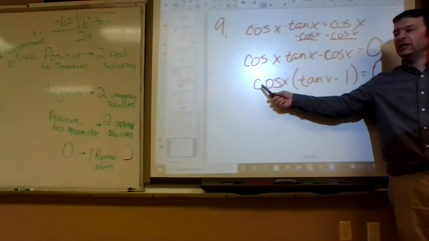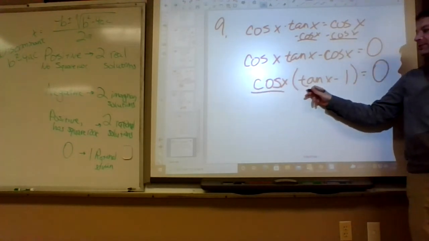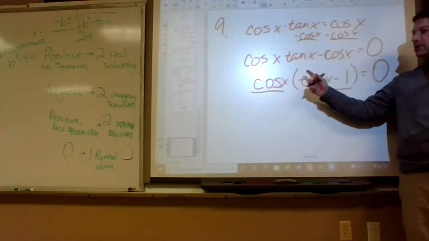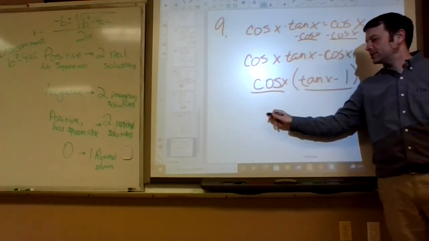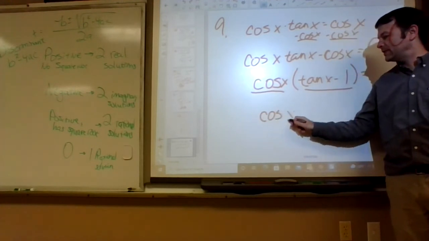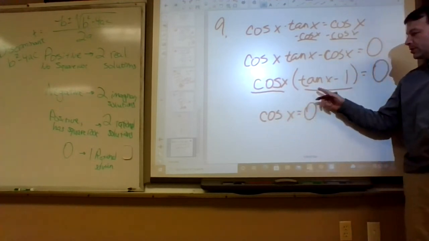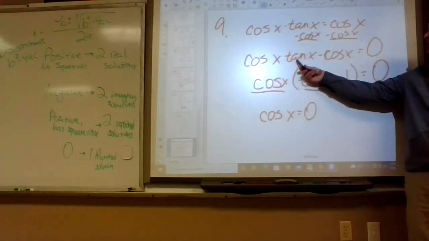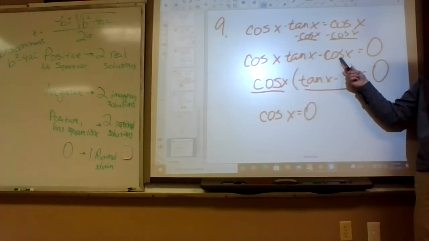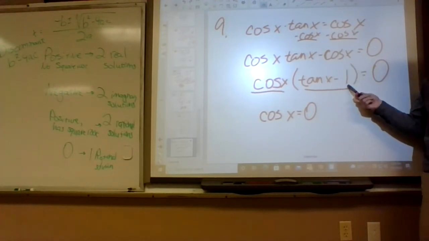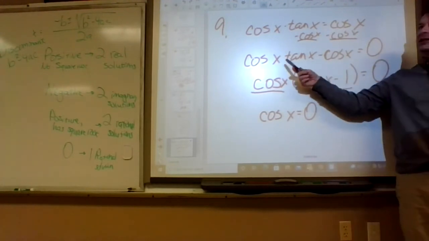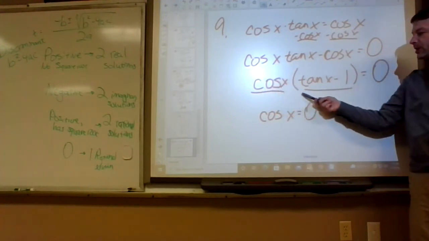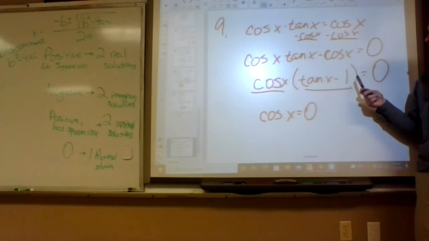If either of these factors equals 0, then the whole thing is going to equal 0. How do I make cosine of x into 0? Where do we get the 1 from? Because we took a cosine out. Cosine divided by cosine. So when we take stuff out, we're actually dividing it out. If we distribute, multiply it back together, it'll go back to this, right?